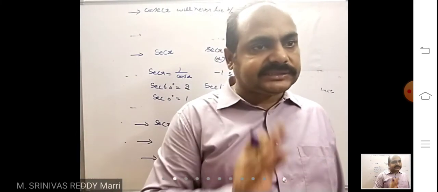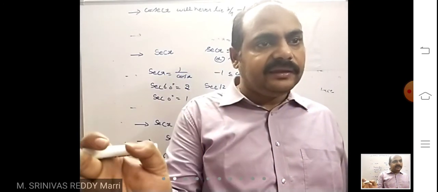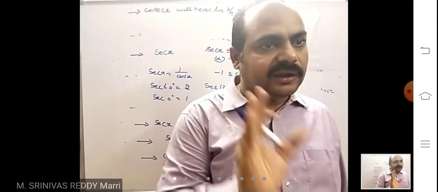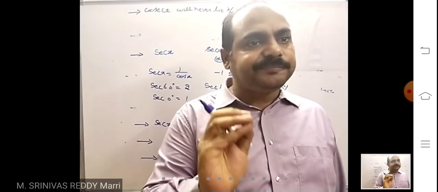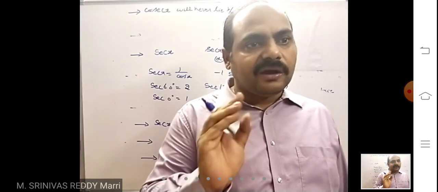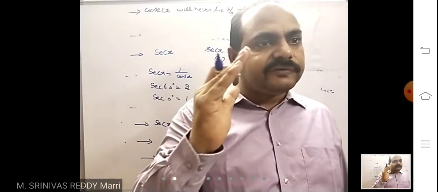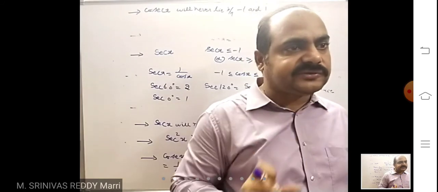Like that, cot x, where will it lie? -infinity to infinity. Cot x equal to -3. Is it possible? Yes, it is possible because it is a real value. Any real value is possible for cot x. For cot square x, it is what? It is greater than or equal to 0. From 0 to infinity, any value is possible because it is a perfect square.